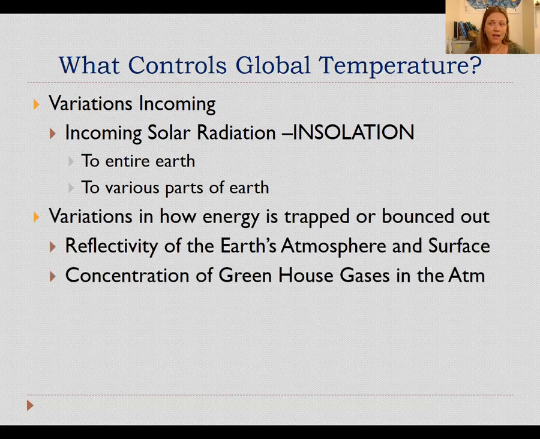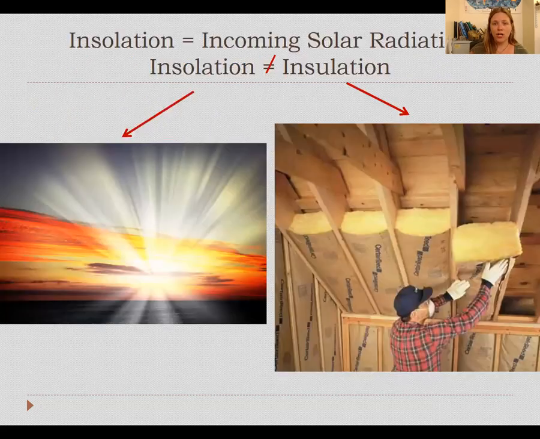In addition, there are things that change over time that influence how energy that originally came into the Earth system may either be trapped and held here longer or may be bounced back out into space instead. The two dominant factors in that picture are the reflectivity of the Earth's atmosphere, which is sometimes referred to as albedo, and the concentration of greenhouse gases in the Earth's atmosphere. We're going to break these down in different little mini lectures.